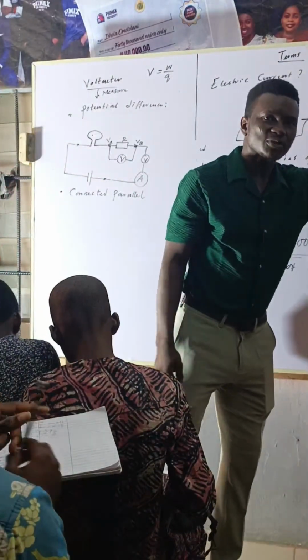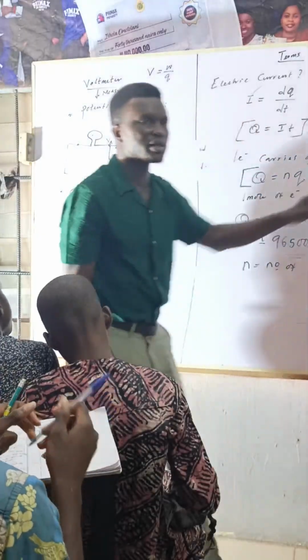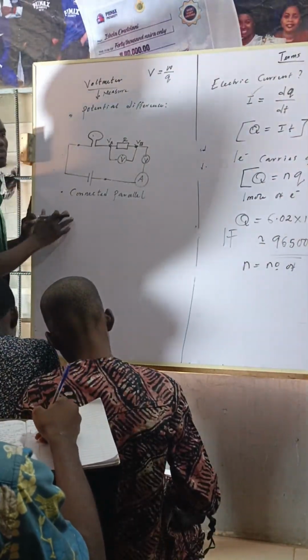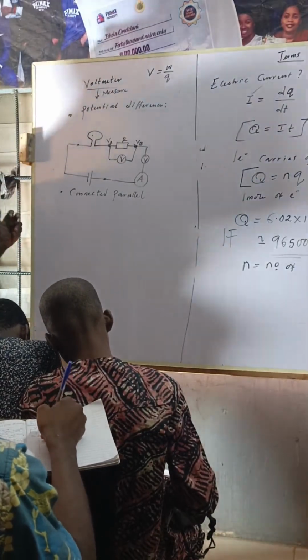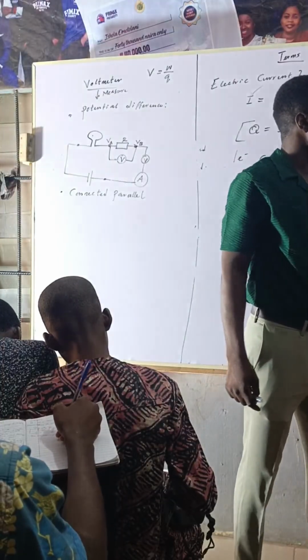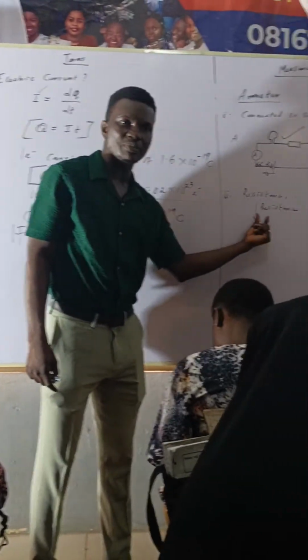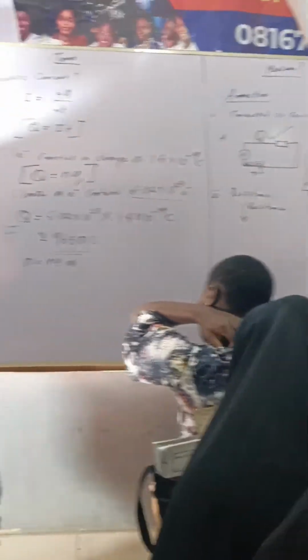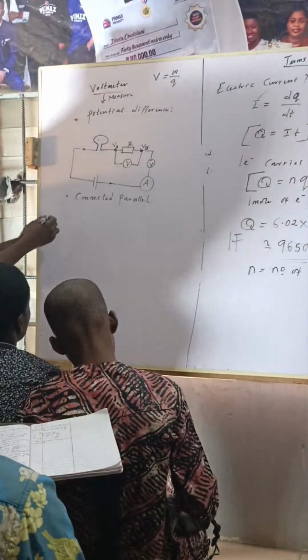And I just explained why you need to connect it in series. So they can ask you, how is your voltmeter connected? In parallel. Now let me explain something. I said that when you connect your ammeter, you have to have a low resistance. Now let's see for the voltmeter. Should it be a low resistance or a high resistance?